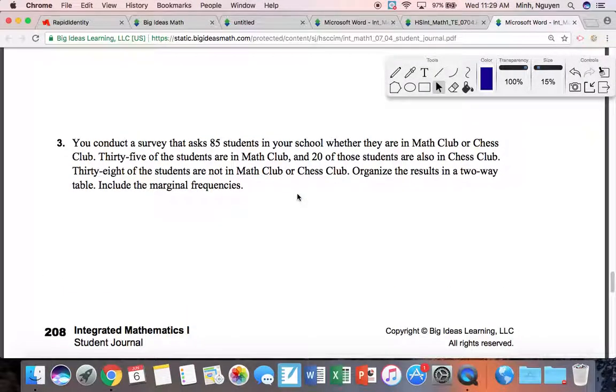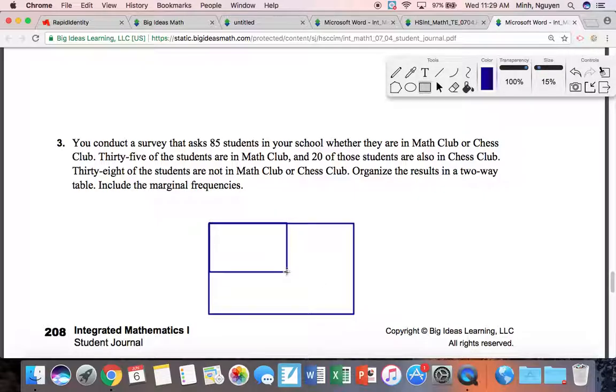You conduct a survey that asks 85 students whether they are in math club or chess club. So let's say, break it up like this, 85 total. So I know that no matter what, if I add the marginal frequencies, they have to add up to 85. So let's say math, yes, no. Chess, yes, no.